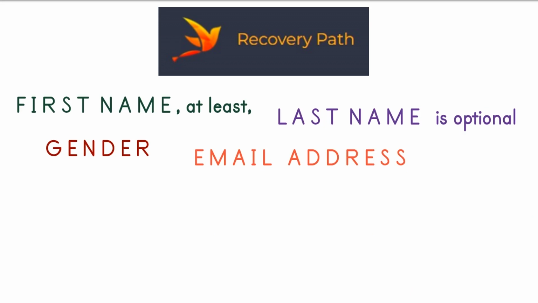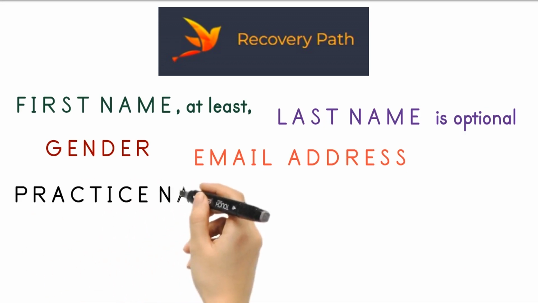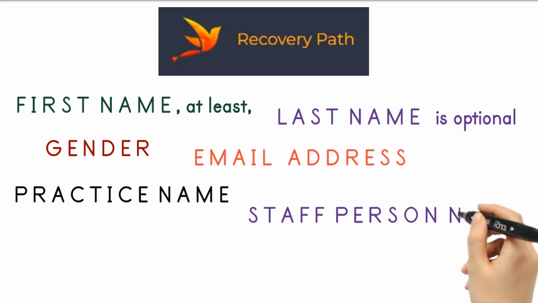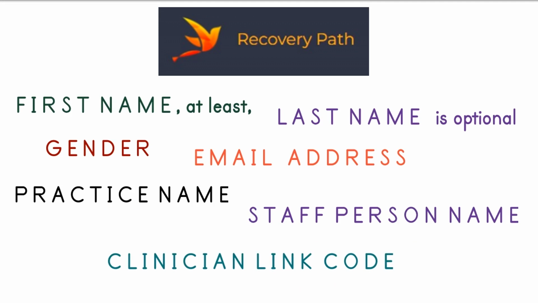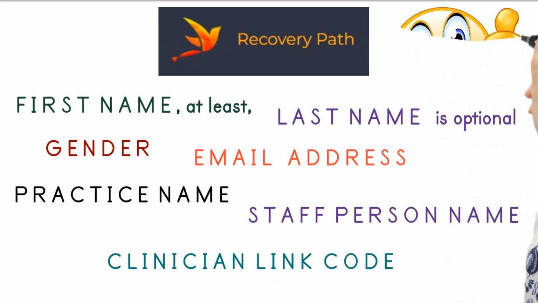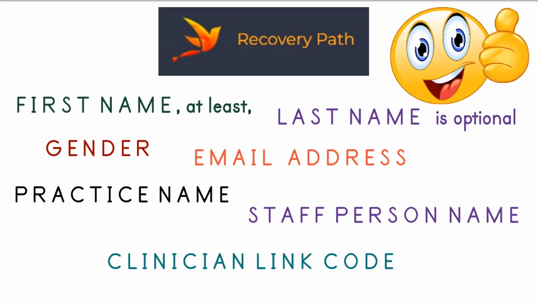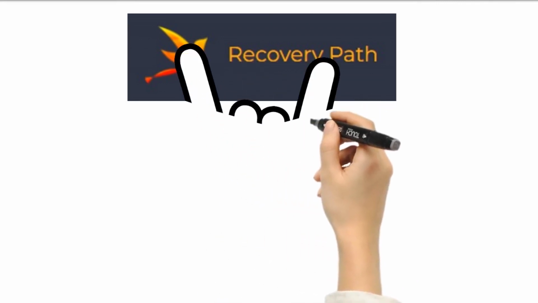Then to connect with your addiction treatment specialist, you will need to know the name of the healthcare practice, the name of the staff person, and the clinician link code. The clinician link code will be provided to you by your addiction treatment specialist. They will also help you get set up. So, no problem. After registering and then connecting with your addiction treatment specialist, you will be ready to rock and roll.